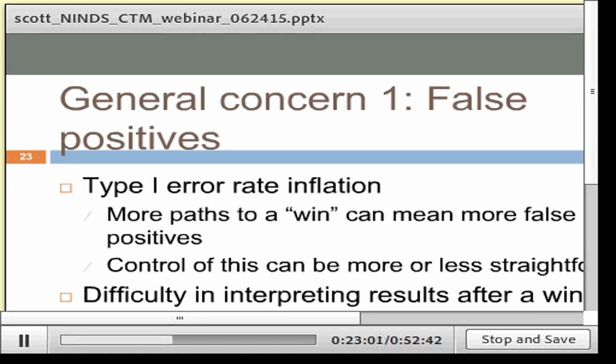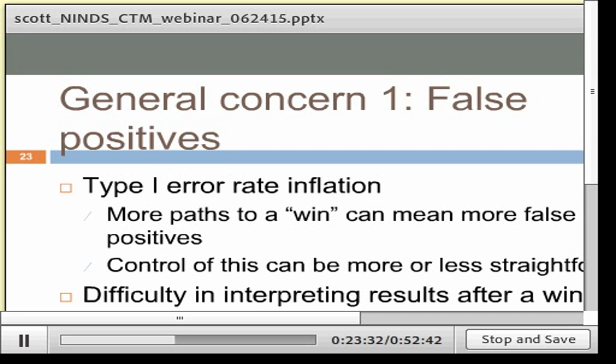Hopefully most of you are familiar with the idea of multiple testing leading to the inflated possibility of a false positive or a type 1 error. And the very basic heuristic for looking at that is the more ways you have to win, the more ways you have to come to a positive decision, the more chances you have of making a false positive decision. And in some cases, it's very easy to control for that, and in some cases, it's extremely complicated to control for that.